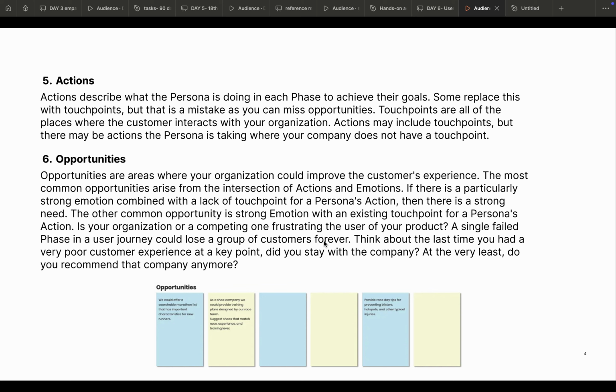Touch points, as I mentioned earlier, are where the customer or the user is going to interact with our app or the website. So where the user is trying to make an action, that is known as the touch point. And opportunities are where we can improve the user's experience. So in that we get a chance to make the user's experience even better.